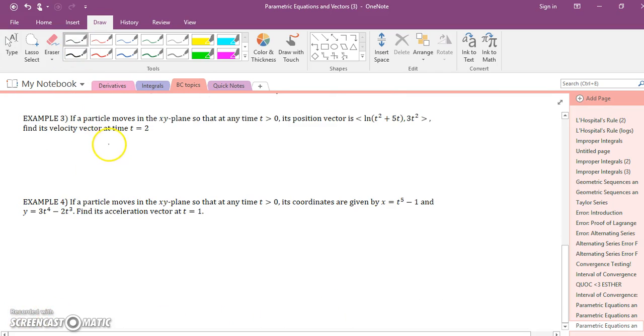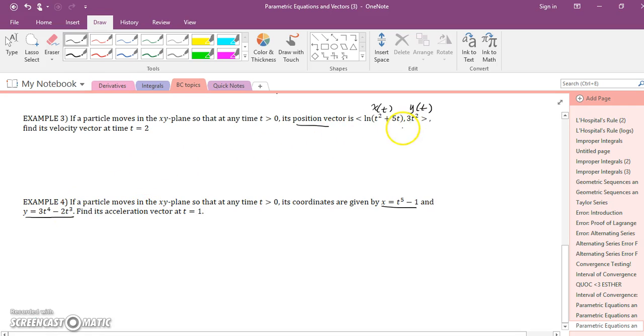Examples 3 and 4 are other things you'll see very often. They're pretty quick examples. They're nothing too difficult. Sometimes they're going to give you the position written like this, where you have to know that the first one is x of t, the second one is y of t. Sometimes they're going to write them out separately like this.